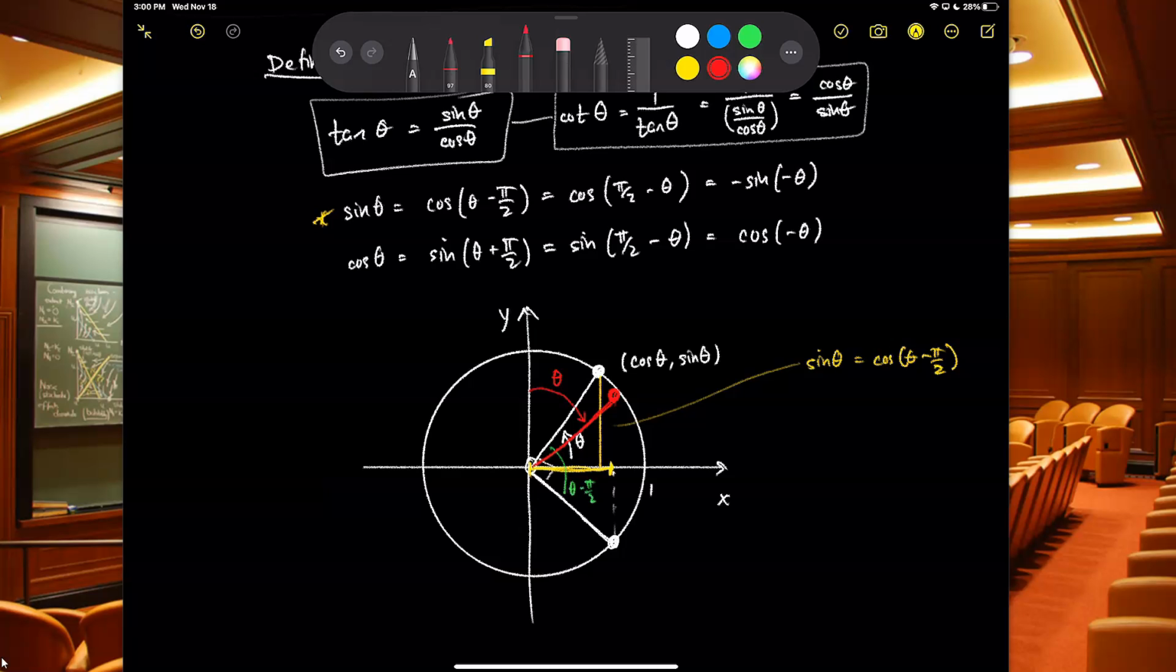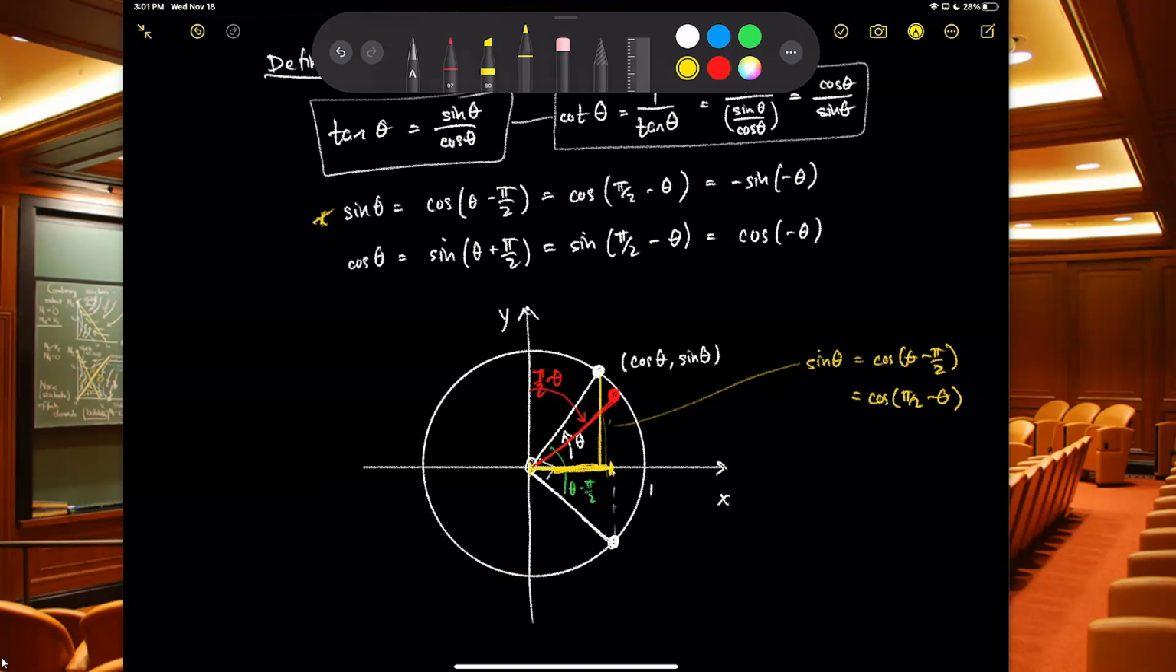So this angle, pi over 2 minus theta, has the same horizontal distance as this has height, this initial one. And it's the same as the other.